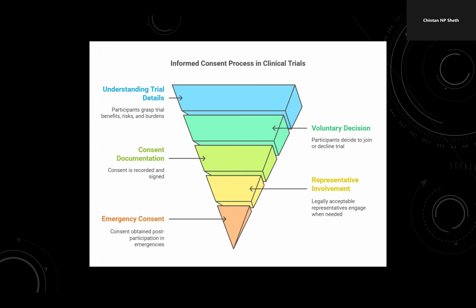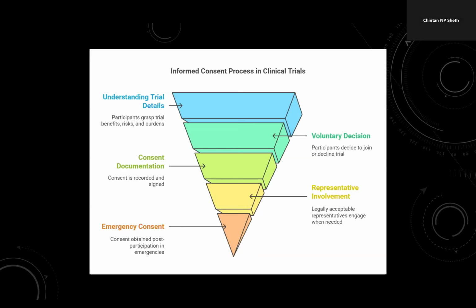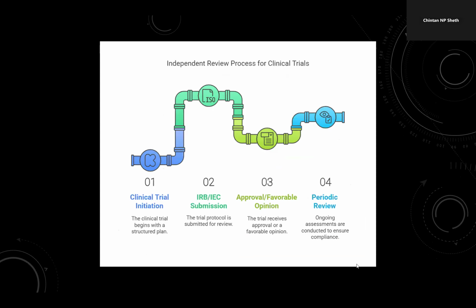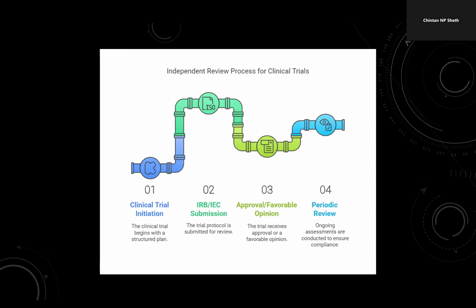So, what we saw: the first principle ensures the ethics in clinical trials, and the second principle talks about the entire process, the nuts and bolts and mechanisms of the informed consent. Let's move on and see what the third principle says. The third principle is all about the independent review process of clinical trials.